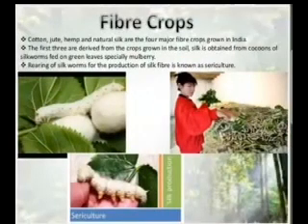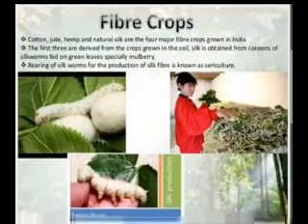What are fiber crops? Cotton, jute, hemp, and natural silk are the four major fiber crops grown in India. The first three are derived from the crops grown in the soil. Silk is obtained from cocoons of the silkworm fed on green leaves, especially mulberry. Rearing of silkworms for the production of silk fibre is known as sericulture.